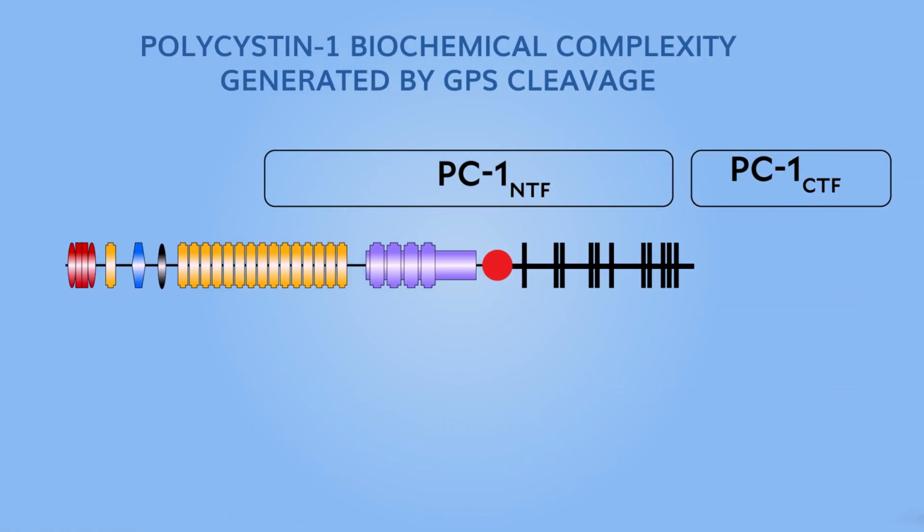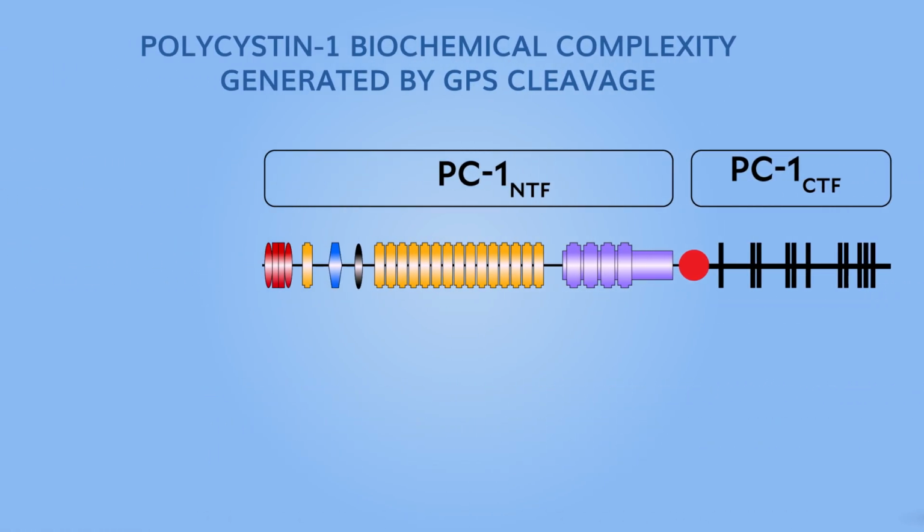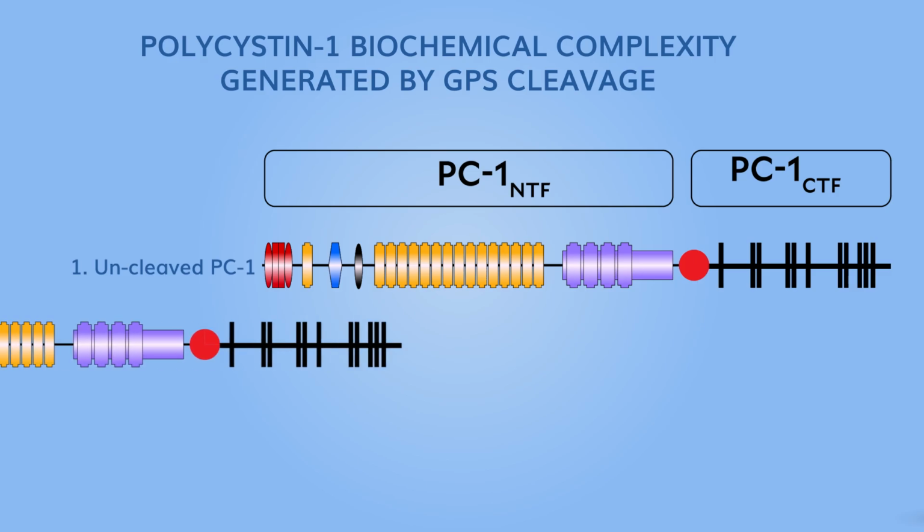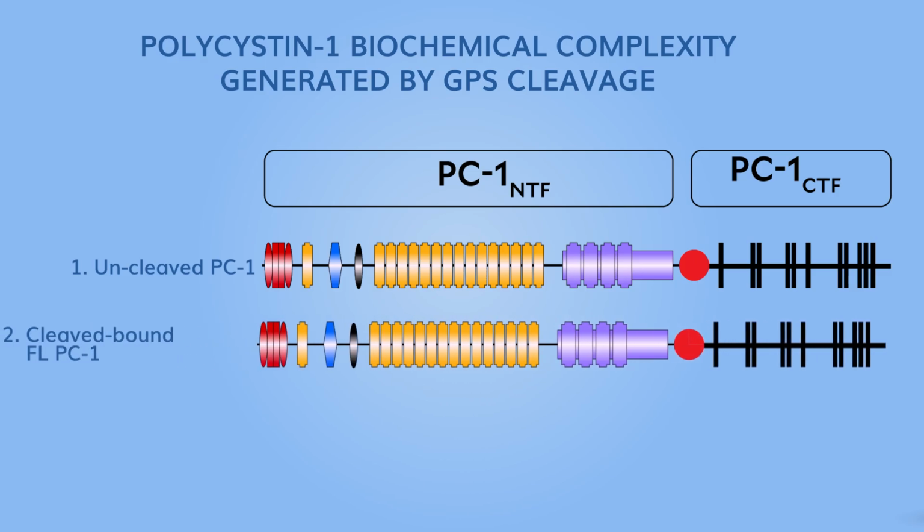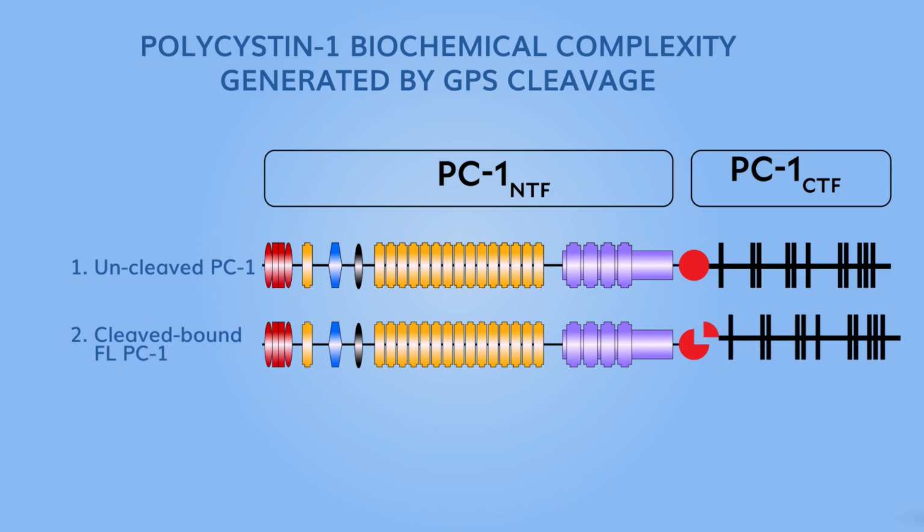Here we show three major polycystin-1 forms that exist in tissues and cells. Form 1 is the uncleaved polycystin-1 that is present in a small amount and is restricted to the endoplasmic reticulum. Form 2 is the cleaved heterodimeric, non-covalently bound full-length polycystin-1 comprised of PC1 NTF and PC1 CTF. This is the predominant form in most tissues, which traffics to the primary cilium.